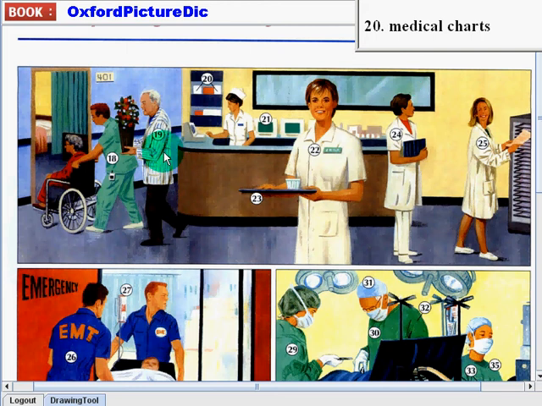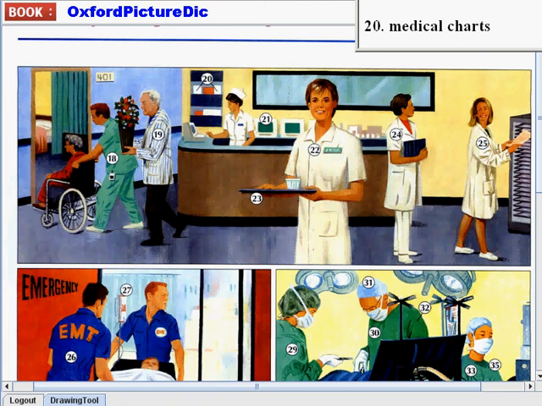Next, in number 20, we can see medical charts in the nurse's station. This is where nurses and doctors write patients' information and their analysis. Medical chart or medical charts.